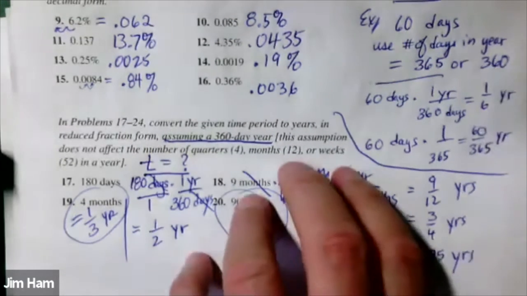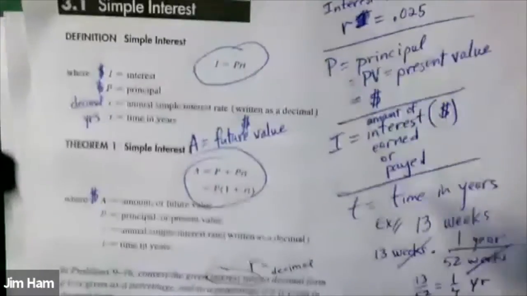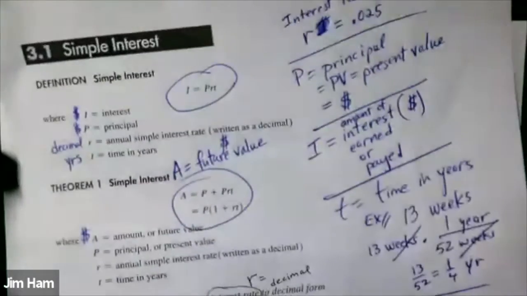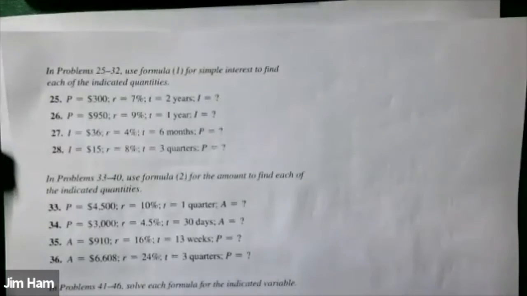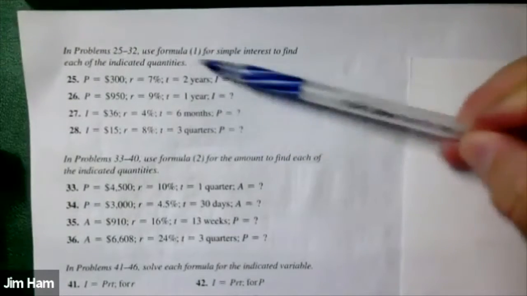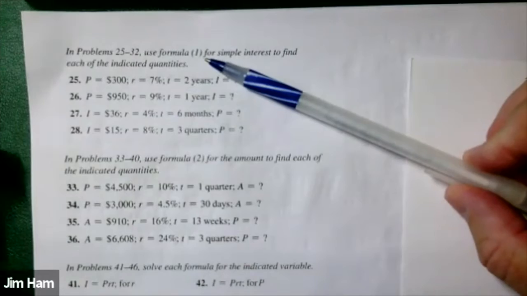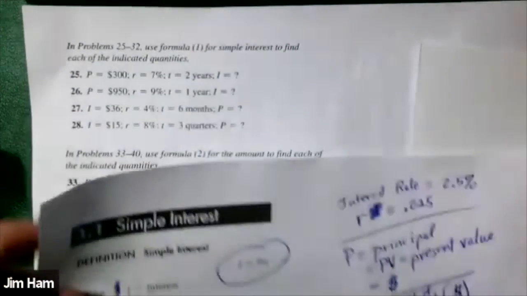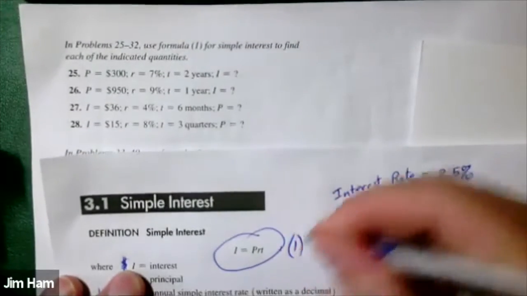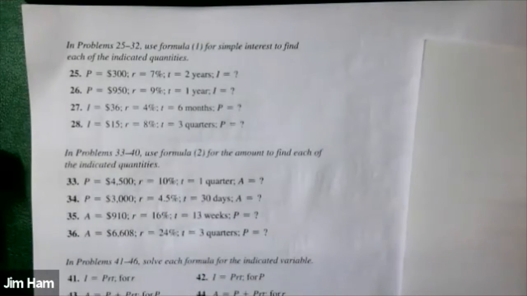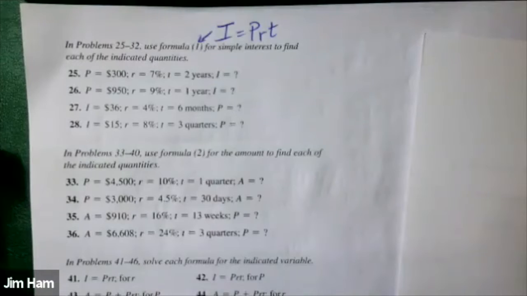Now let's go into some problems that use these two formulas. So these are the two formulas that you're going to use in this section 3.1. All right, so let's take a look at these here. It says use formula 1. Formula 1 is the interest formula, I equals PRT. So I'll put that here, PRT.